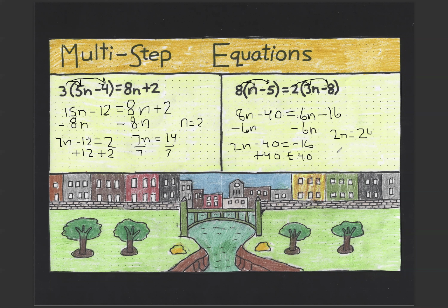And then we can divide both sides by 2, both sides of the equal sign by 2. 2 divided by 2 will give us n, and 24 divided by 2 will give us 12. And when we plug 12 in for n in this equation, we will find that this quantity over here will be equivalent to this quantity on this side.